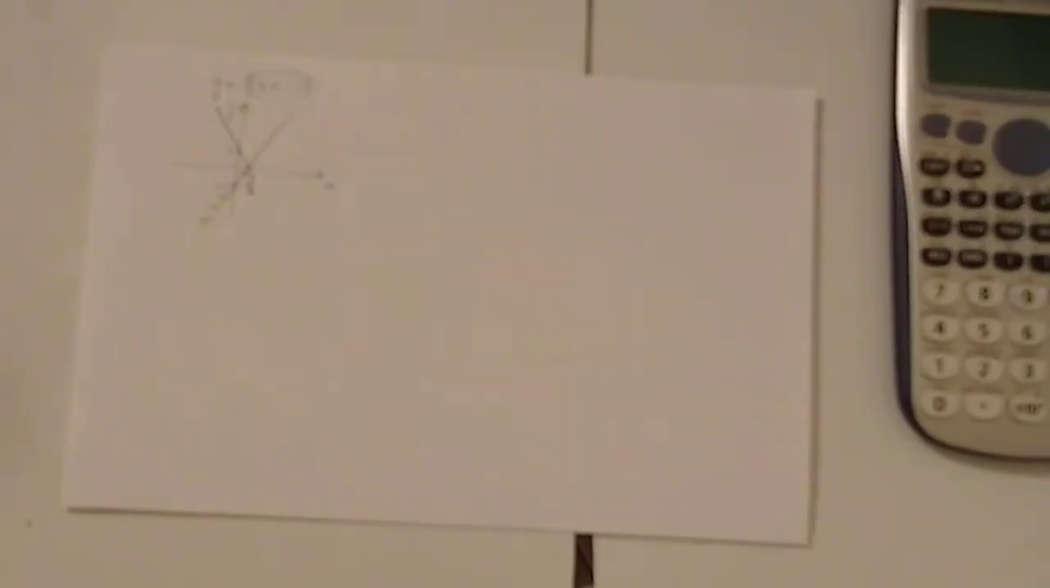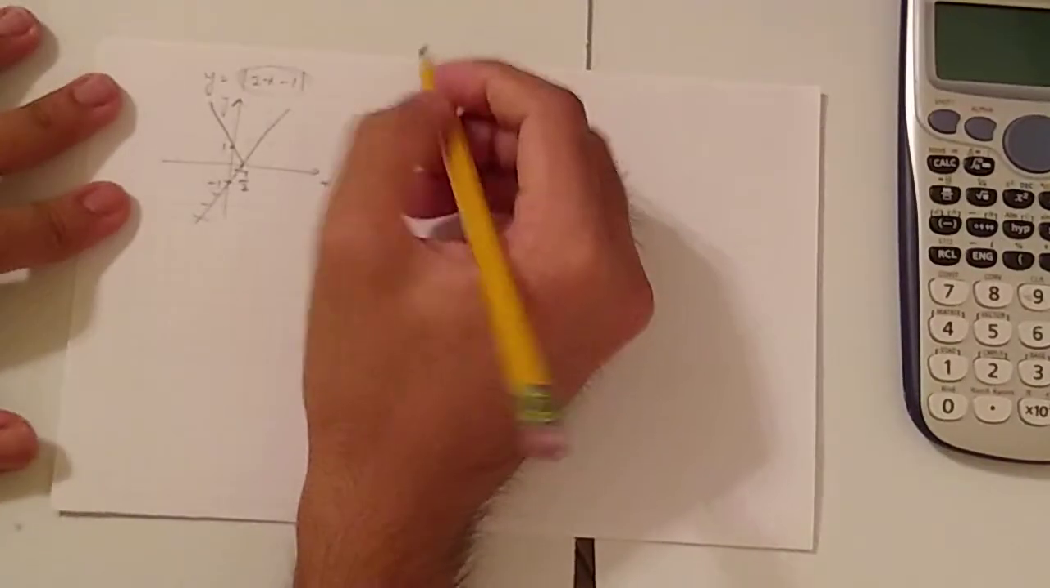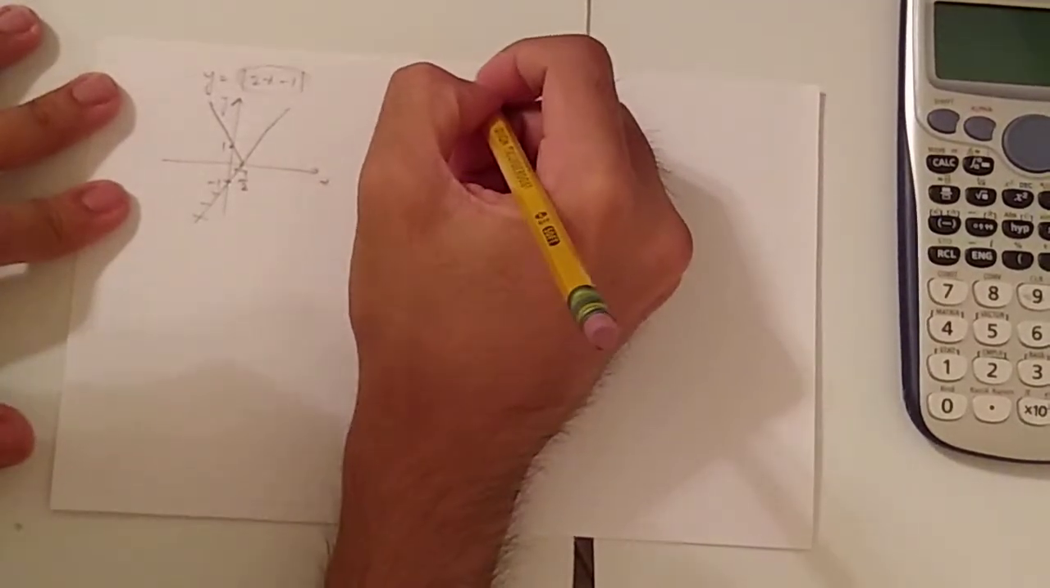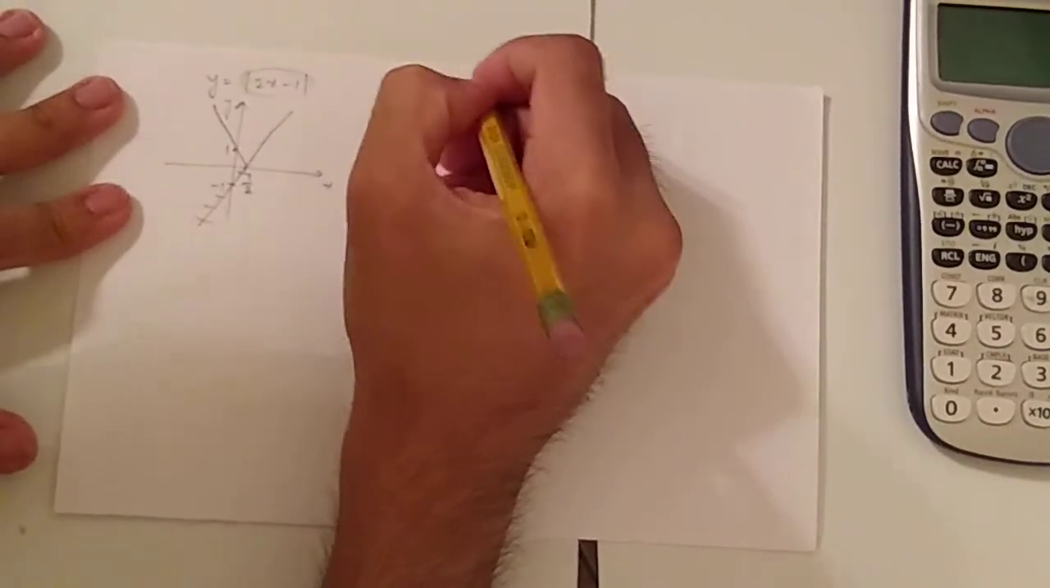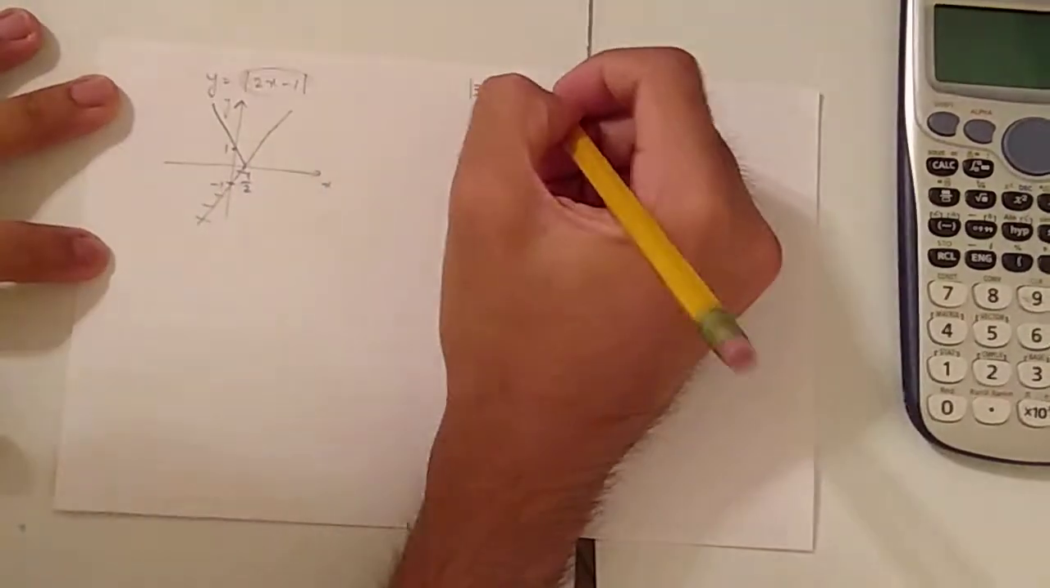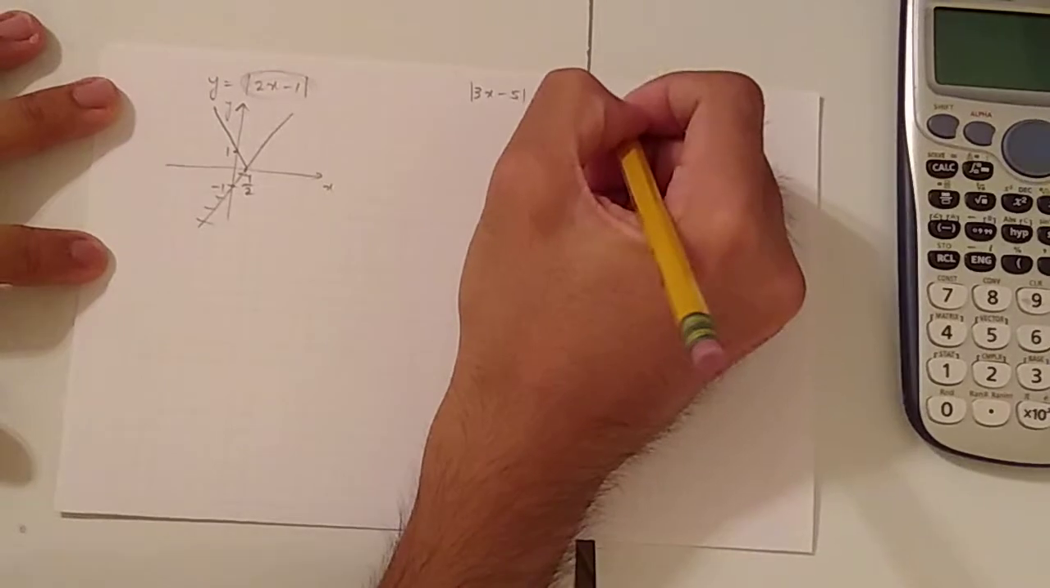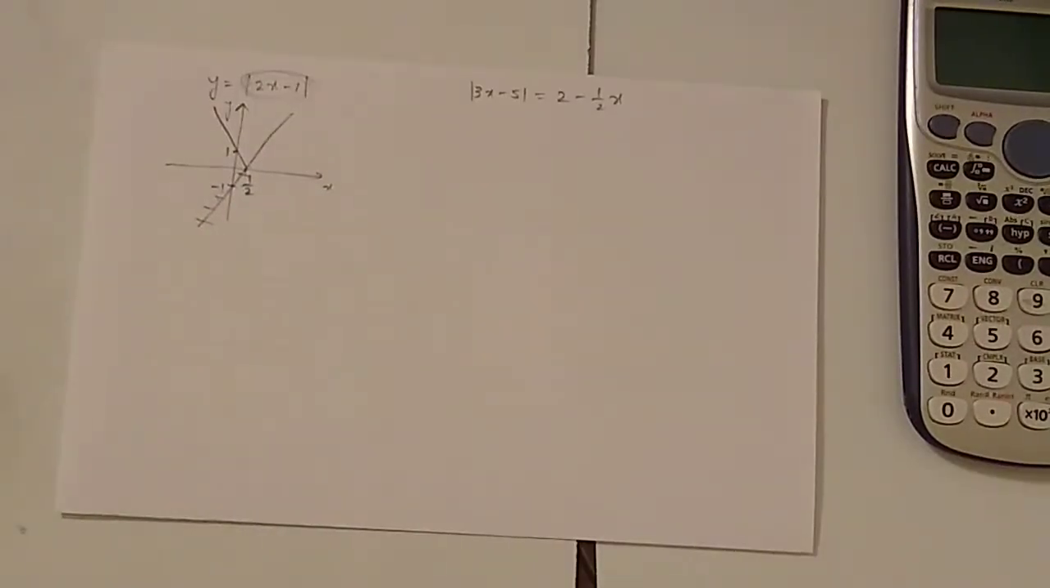Now let's consider another example. In this example, we are asked to solve the equation: 3x minus 5, the whole modulus, is equal to 2 minus half x.